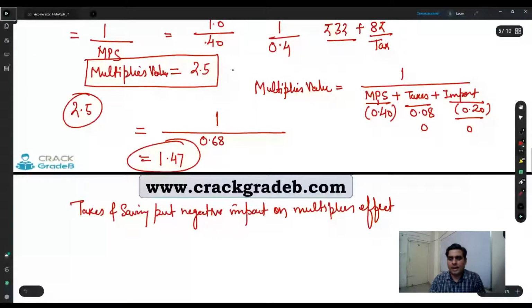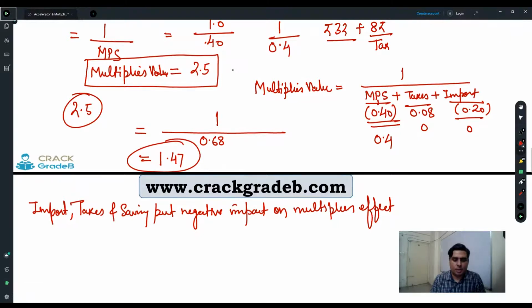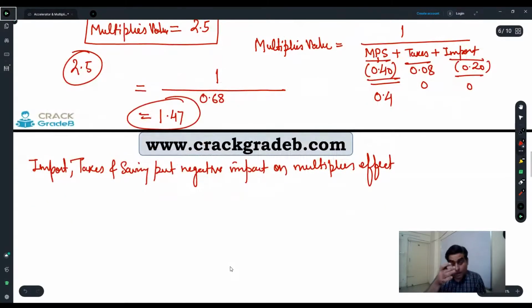Then automatically the entire amount is going to be spent on savings, which is just 0.40, right? Imports, taxes, and savings put a negative impact on the multiplier effect, right? So this is the main thing you have to keep in mind regarding the multiplier effect. Imports, taxes, and savings are going to have a negative impact on this multiplier effect.